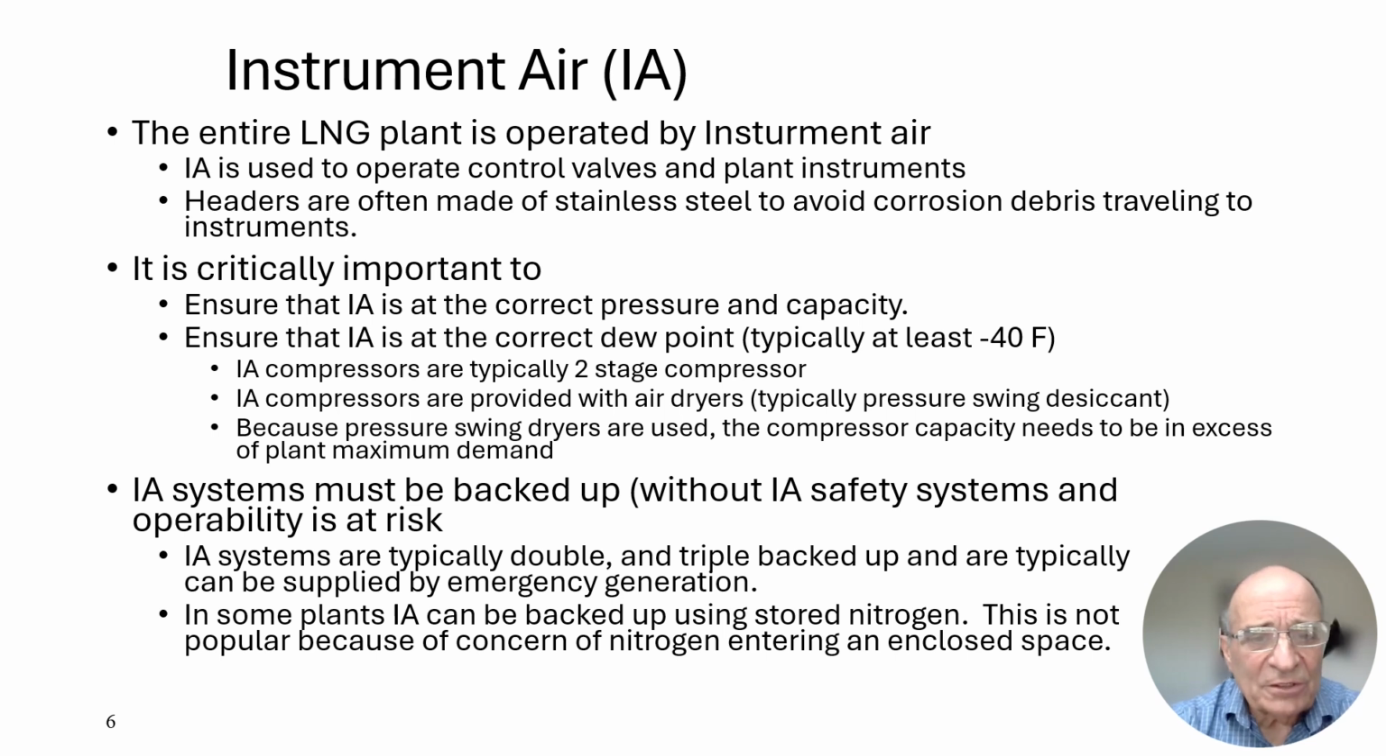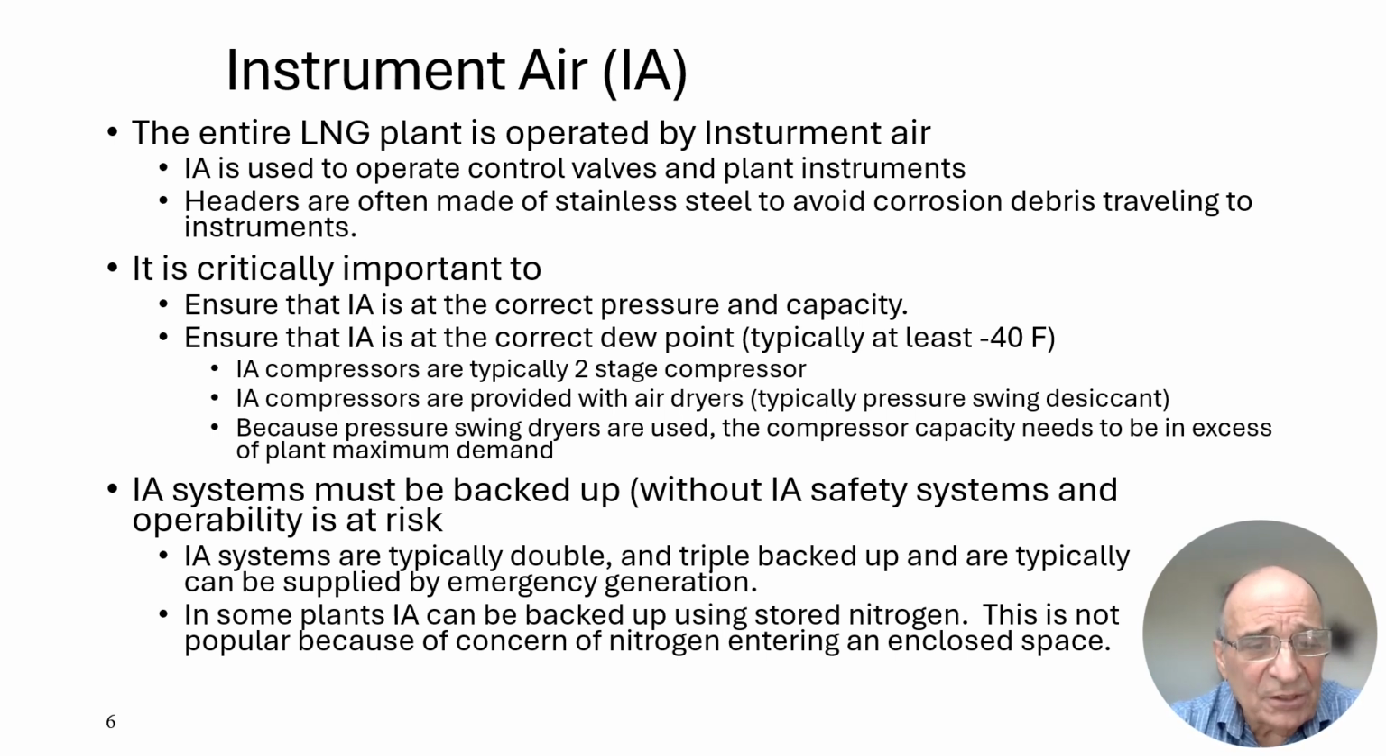The instrument air must be backed up. That's because it's such a critical component in the plant, meaning that you may have two, three, or four instrument air compressors all connected to the same header when only one might be needed, but you need that redundancy. Some places actually use nitrogen to back up their instrument air in addition to multiple compressors.